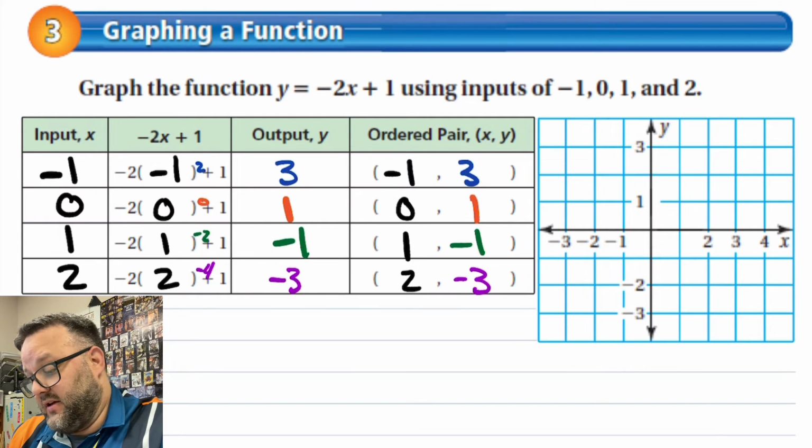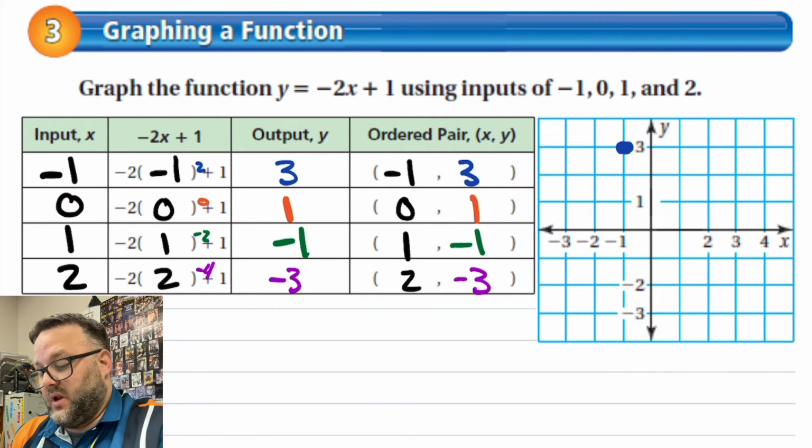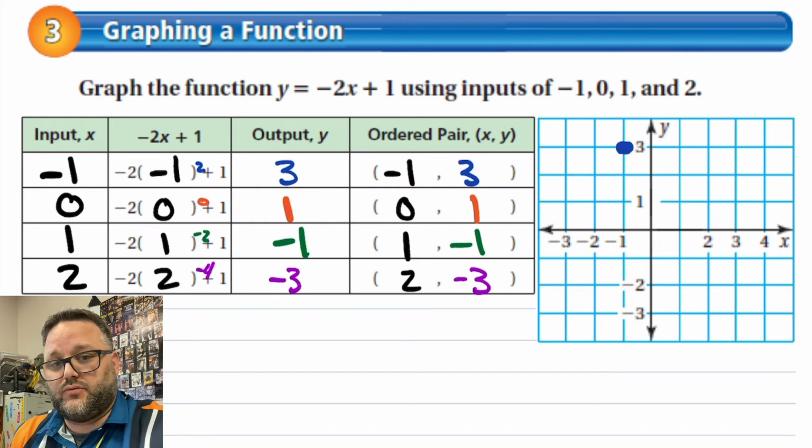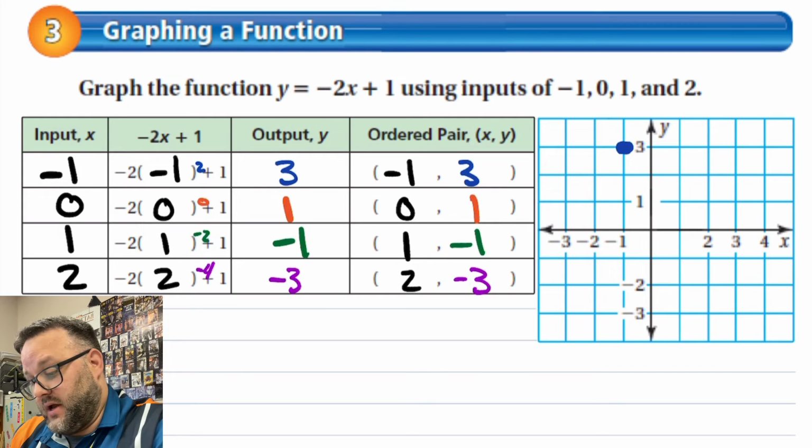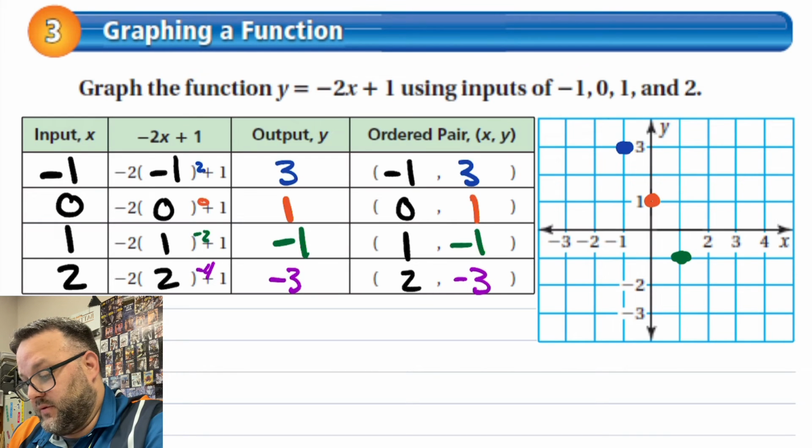So at negative 1 and positive 3, I'm up here. Remember, to graph a coordinate, you move on the x-axis that many times. Hover, that's what comma means. Hover, then move up or down to reach the y. So here we now have 0 and 1 is our next ordered pair. So now I have 1 and negative 1. It's all the way down here. Then I have 2, negative 3. It's all the way down here.